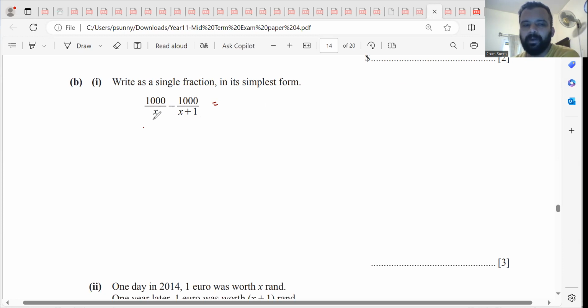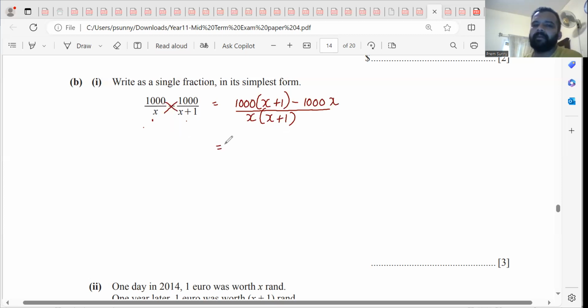To get the denominator, you multiply both the denominators here, x and x plus 1. So x multiplied by x plus 1, I'll get x bracket x plus 1. To get the numerator, we always have to cross multiply them. 1000 when I multiply with x plus 1, then what is the sign here? Negative is the sign, so I'll put that minus sign here. Minus 1000 into x will give me 1000x.